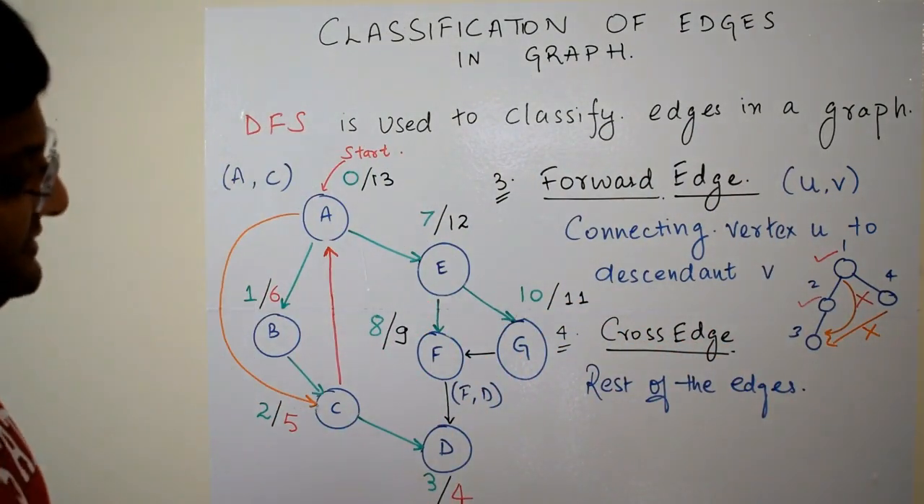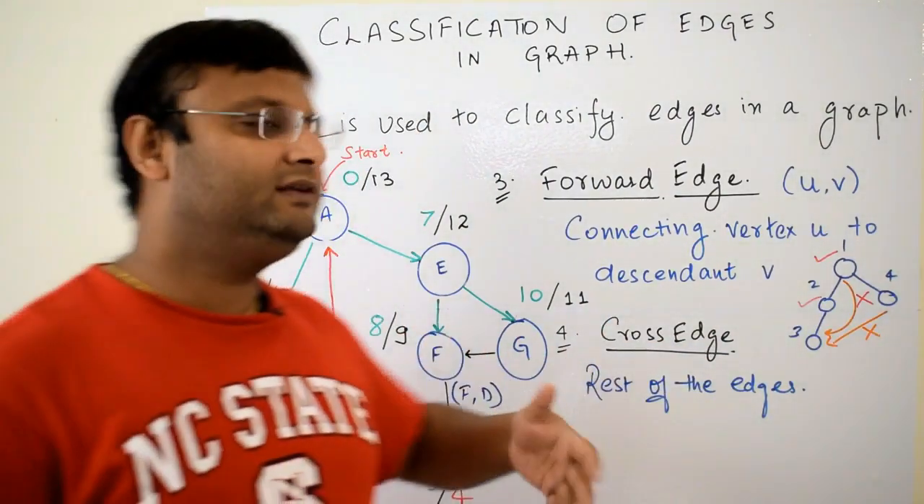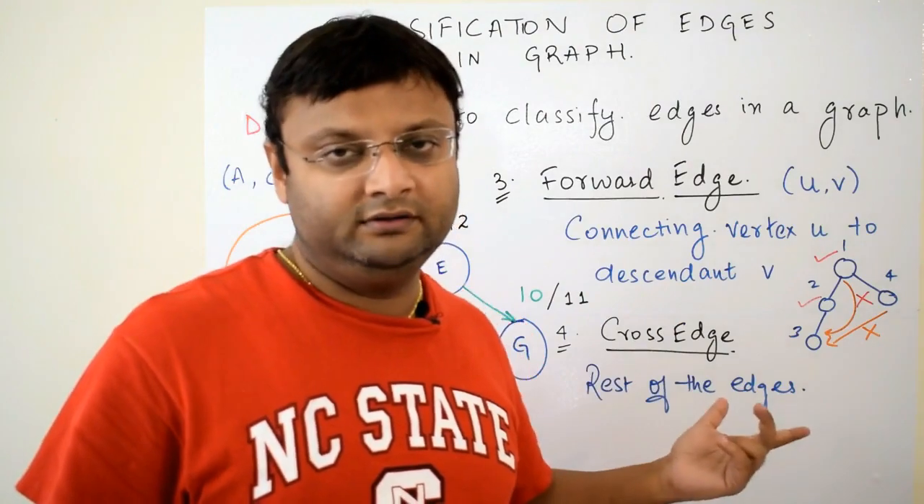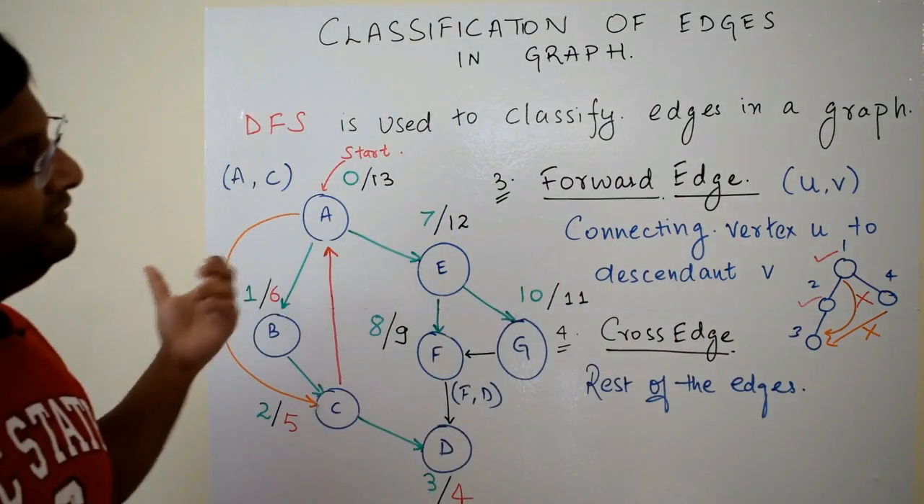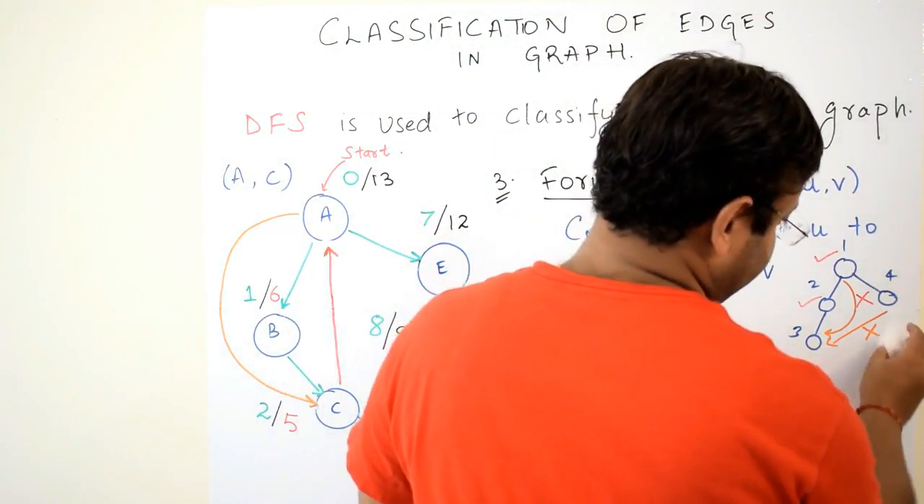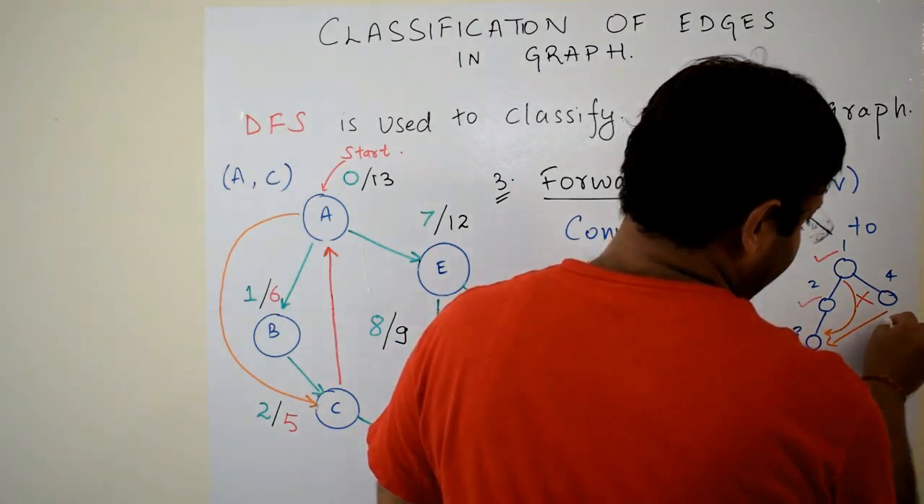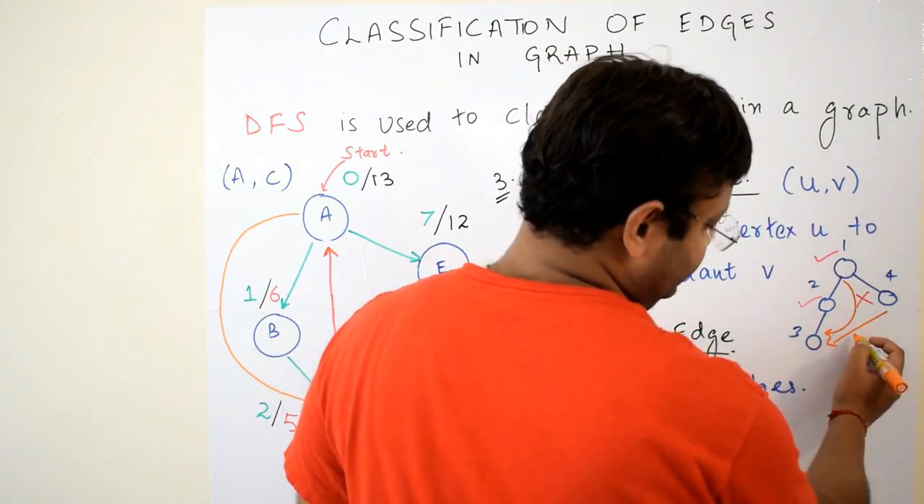Now, let's see the cross edge. So now all the three edges are gone. What's remaining is basically your cross edge. So let's also see how a cross edge looks like, right? So for example, if we see this edge only, what you can see? See, this is not a tree edge, right?